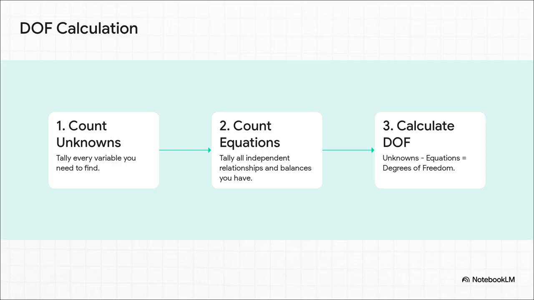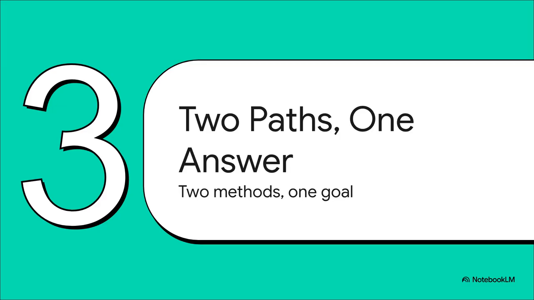You just follow these 3 steps. First, you count up all your unknowns. Second, you count up your equations, which are basically just all your pieces of known information. And finally, you just subtract one from the other. That one little number you get at the end, it brings an amazing amount of clarity to some seriously complex problems.